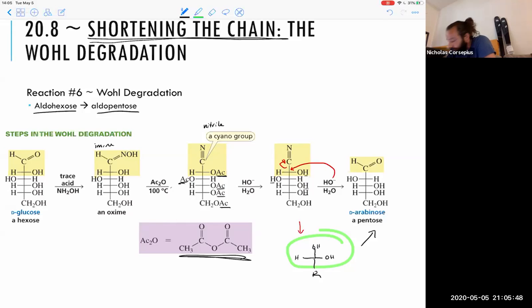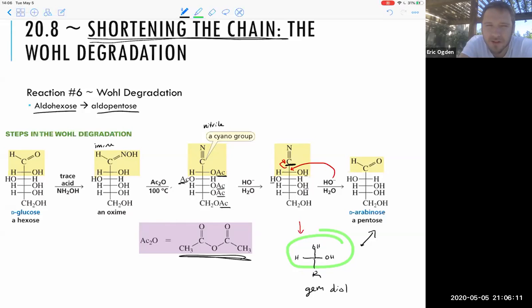So this is kind of the reverse first. You have your hydroxide group acting as a nucleophile, kicking off that nitrile. That's how we got rid of a carbon, right? That gives you a gem diol, which is in equilibrium in a way that very greatly favors your aldehyde.